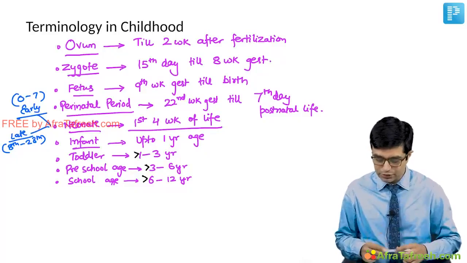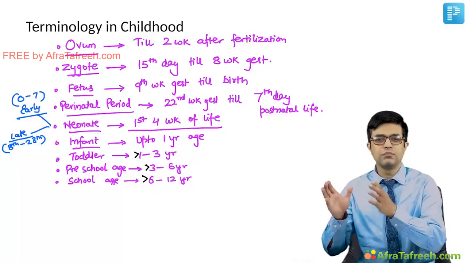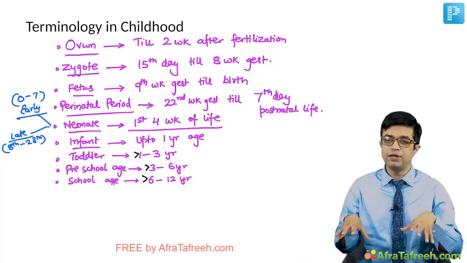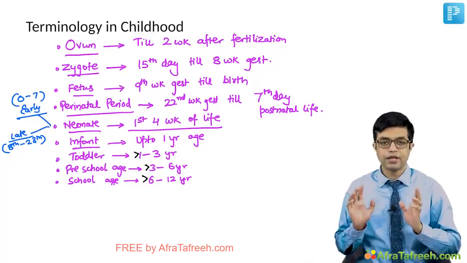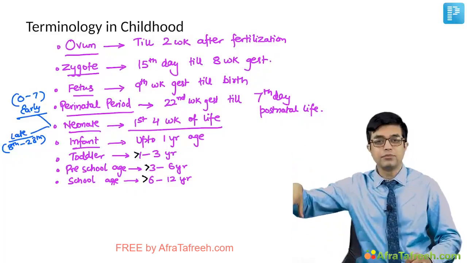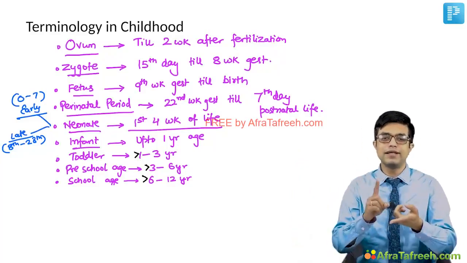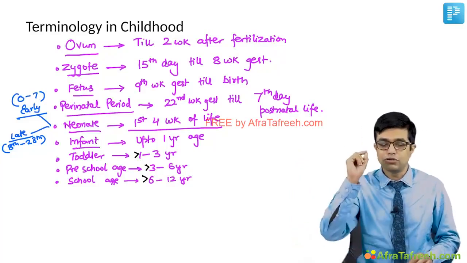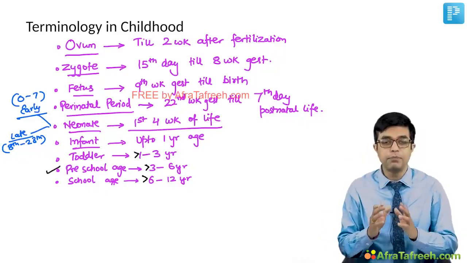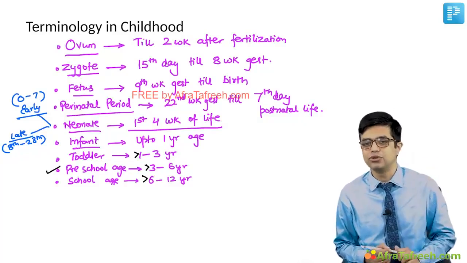To give you an example, suppose a child has his 3rd birthday tomorrow. So till today, the child will be called a toddler. On the 3rd birthday also, the child will be a toddler. The next day onwards, now the child is 3 years and 1 day. Now 3 years and 1 day means more than 3 years, and now the child will be called a preschool age child. So these small points can sometimes be asked to you in the exam.